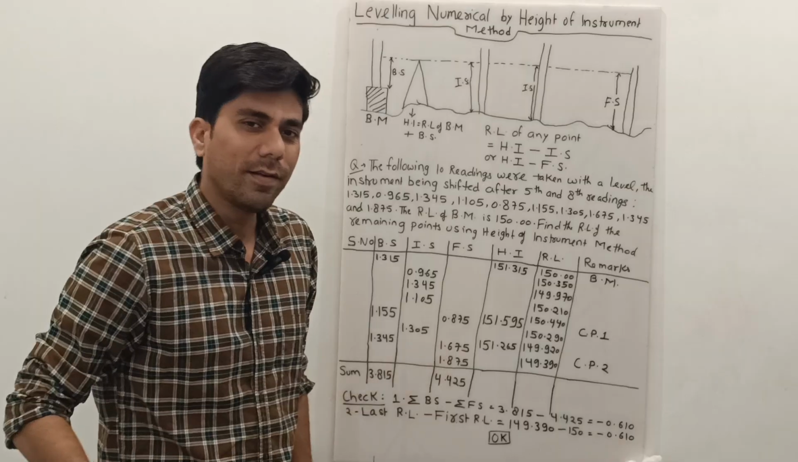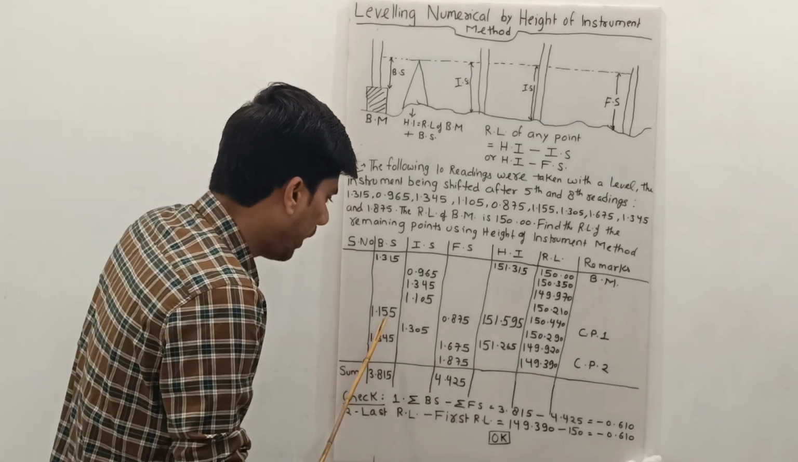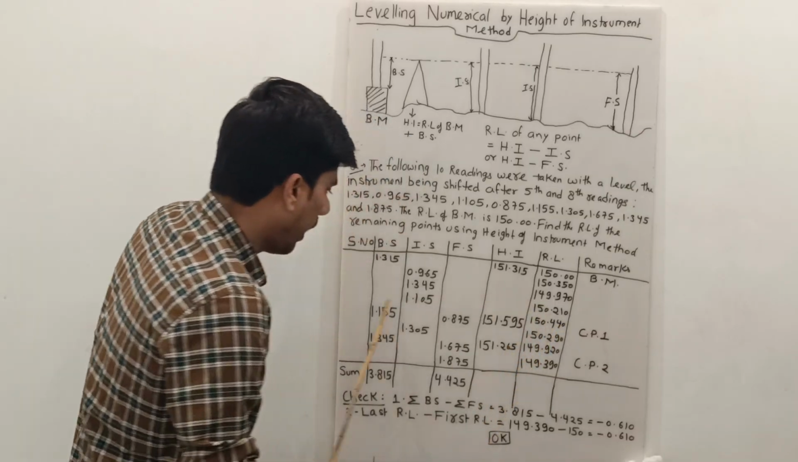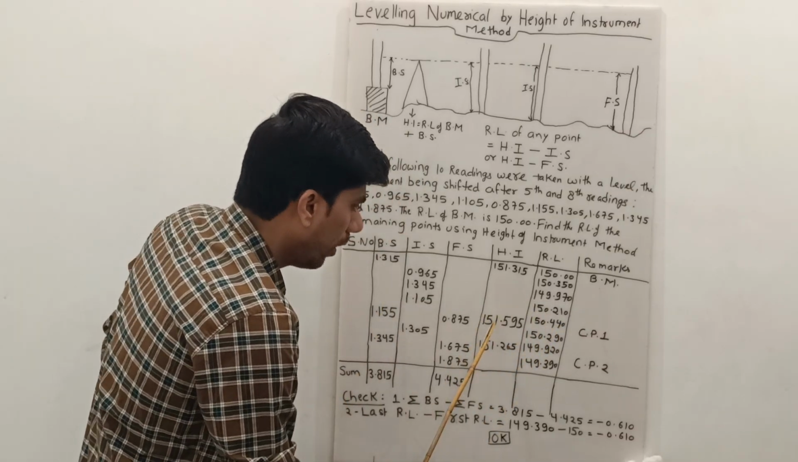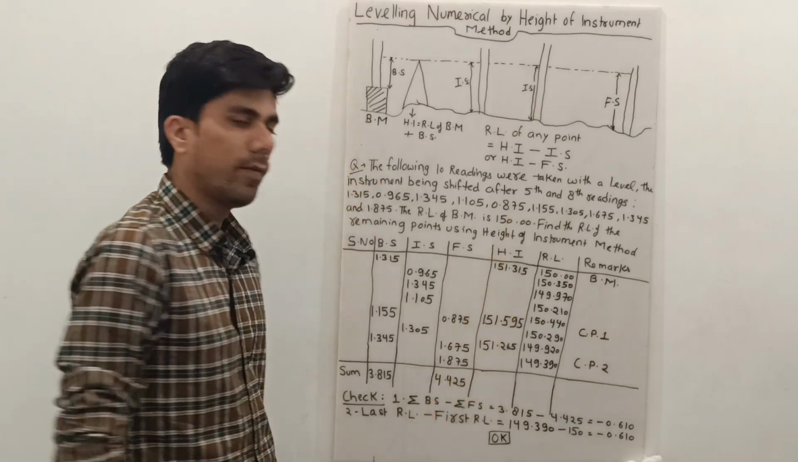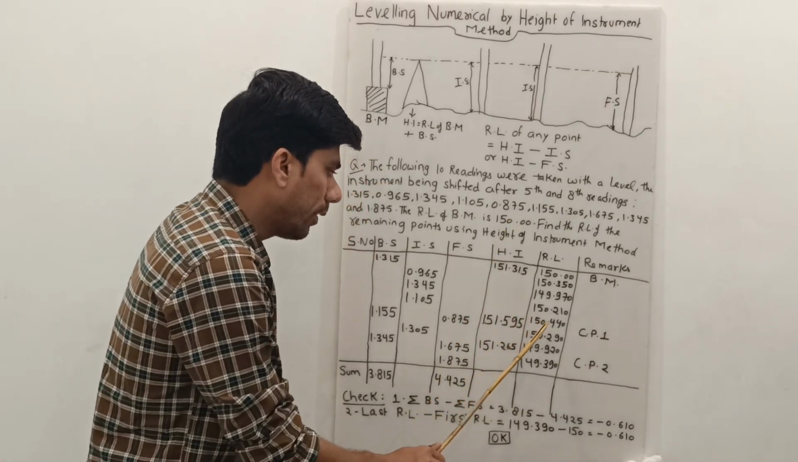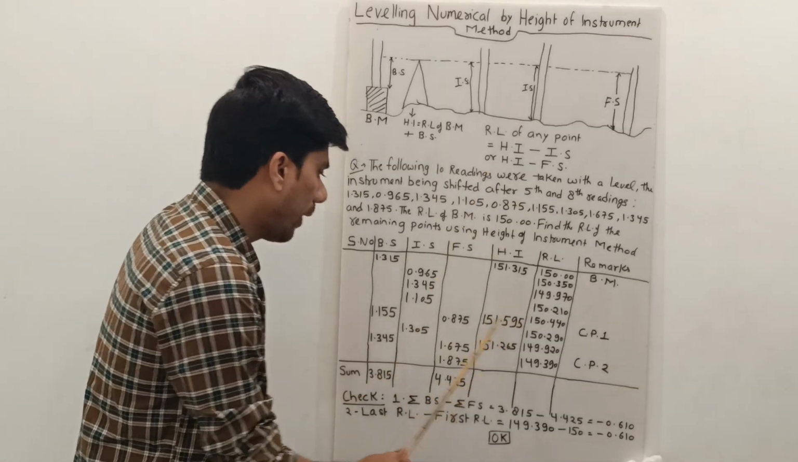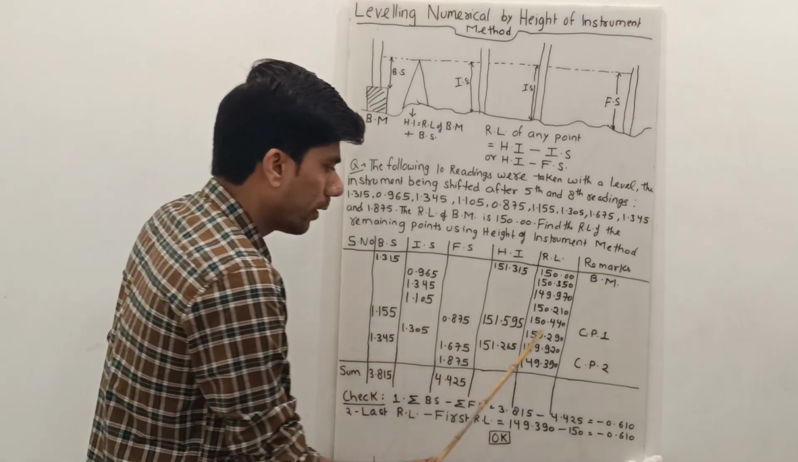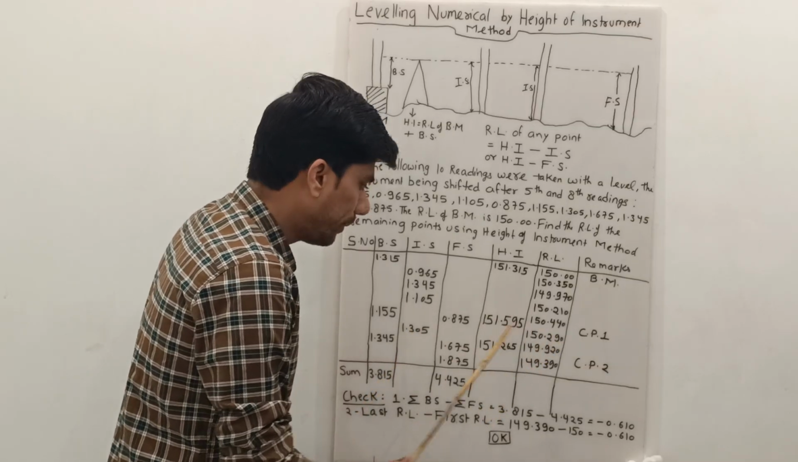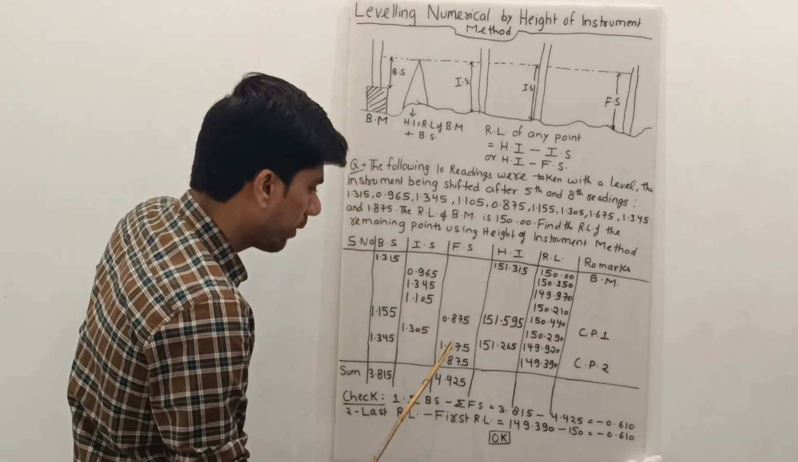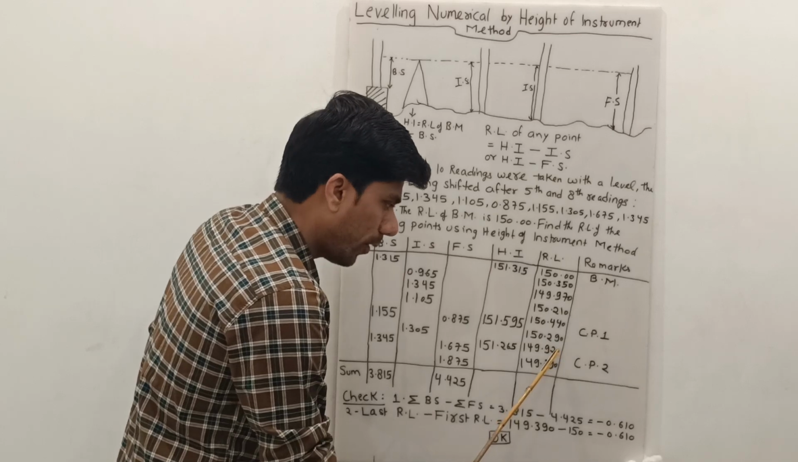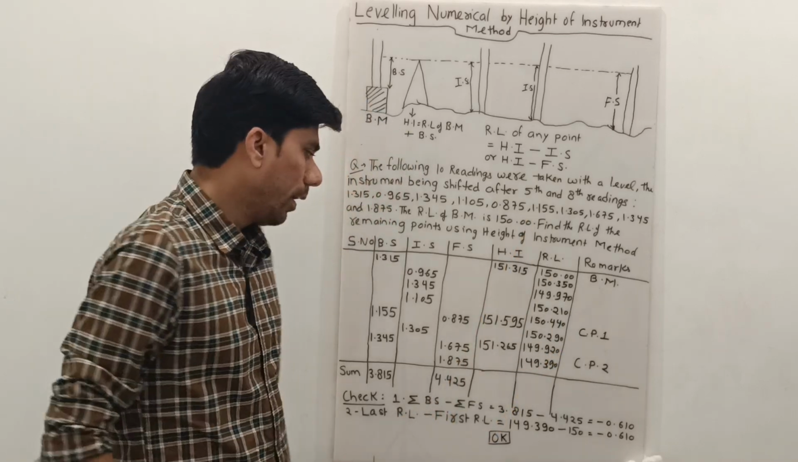Now we take another reading on that point only. That reading would be our backsight, and we can add 150.440 and 1.155 to find 151.595. Okay, so this is our new height of instrument. After that, 151.595 minus 1.305 will give you the RL of the next point. Then 151.595 minus this foresight 1.675 will give you the RL of change point 2, that is 149.920.